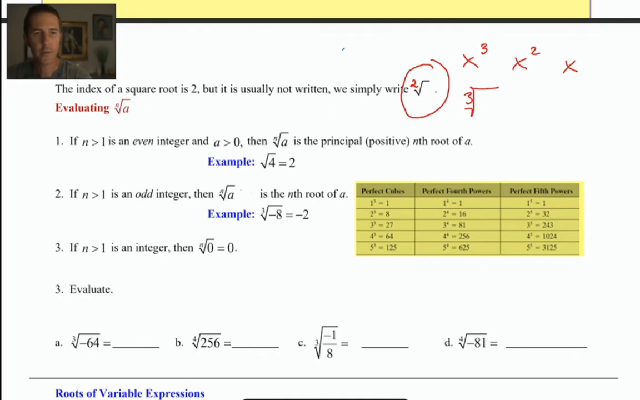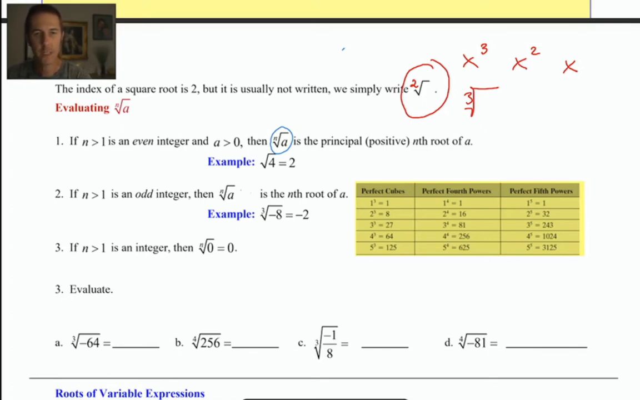Right, number 1 here tells us that if n, which is our index, you can see this n right here, is greater than 1 and even, so we've got an even integer as the index, and the radicand, our a value, is greater than 0, then the nth root of a is the principal or the positive nth root of a.